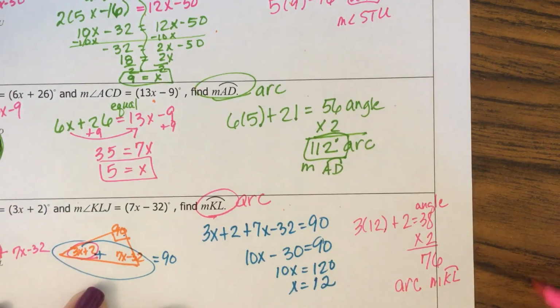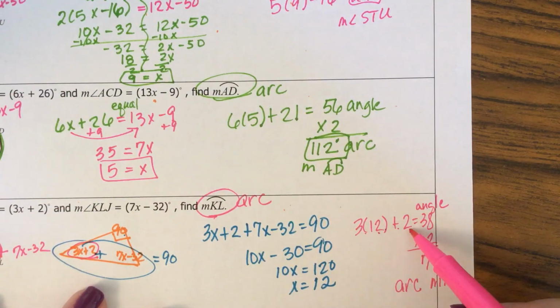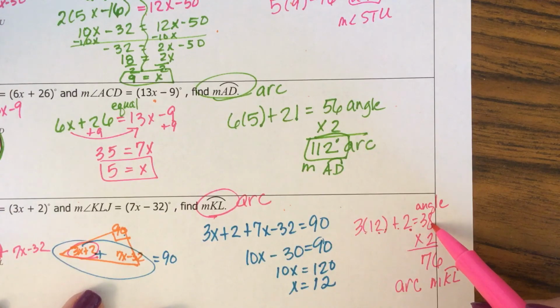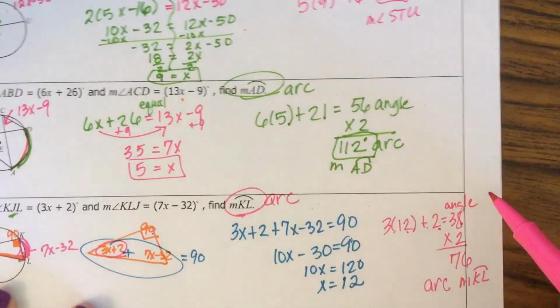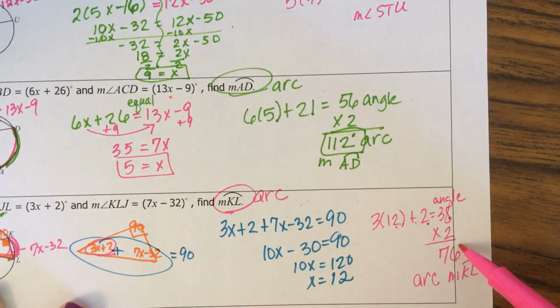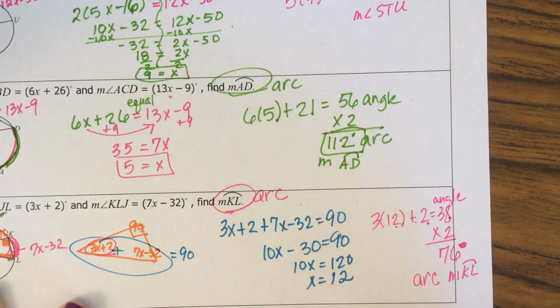Sorry, I didn't know you couldn't see that. So we put 3 times 12 plus 2 gives me 38, which is my angle. It's this angle that's right here. So I get 38, and 38 times 2 is 76, which tells me my arc. And that's what we're looking for.